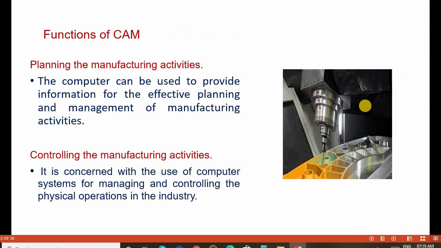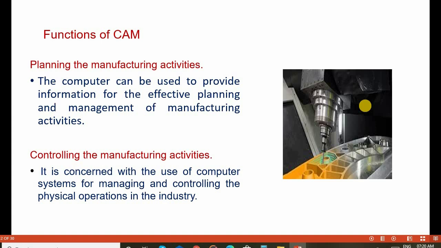There are various functions of computer aided manufacturing. What are the various computer aided manufacturing functions? First, planning the manufacturing activities. We should plan what activities we are going to do in the manufacturing of a particular component. The computer can be used to provide information for effective planning and management of manufacturing activities in the industry or plant.